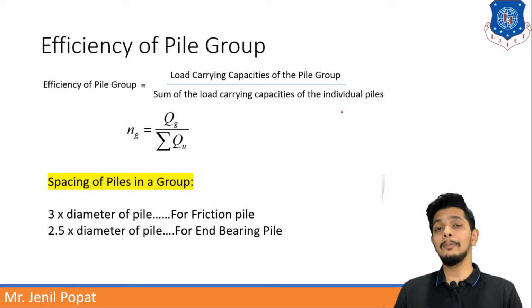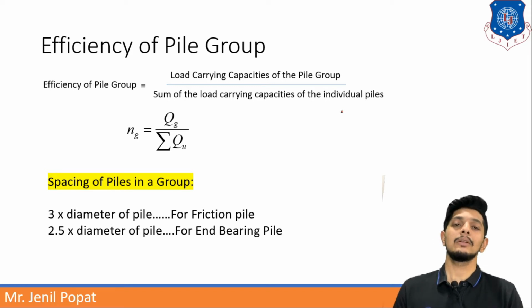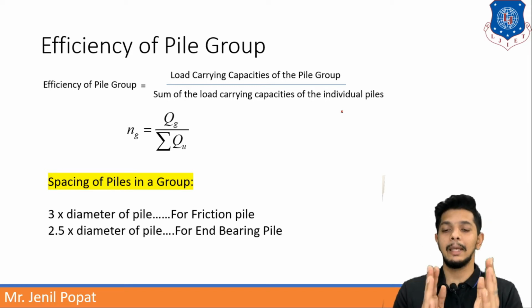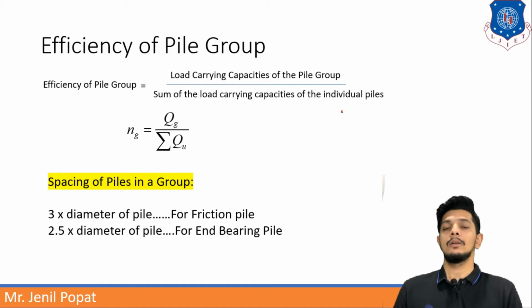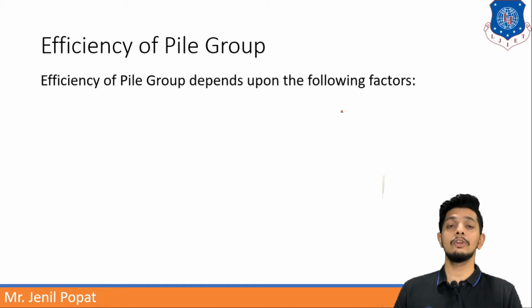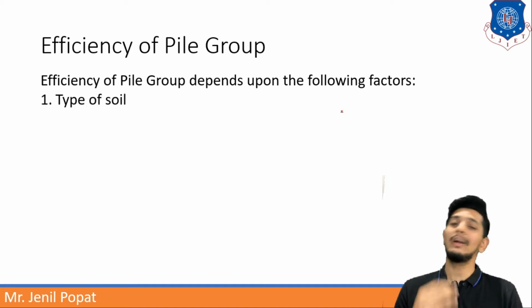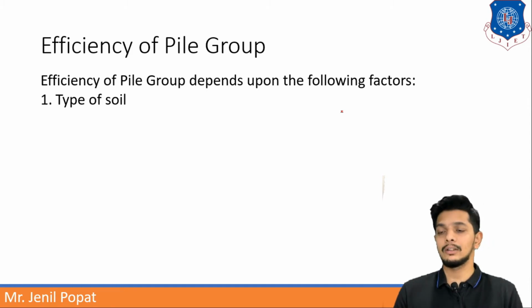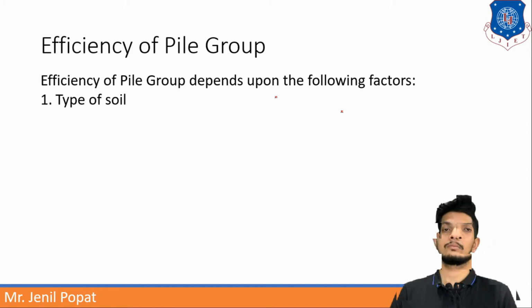And for end bearing piles, 2.5 times the diameter of the pile is the distance kept. Moving forward to efficiency of pile group dependencies. So we can say these are the factors affecting efficiency of pile group. First factor is type of soil.